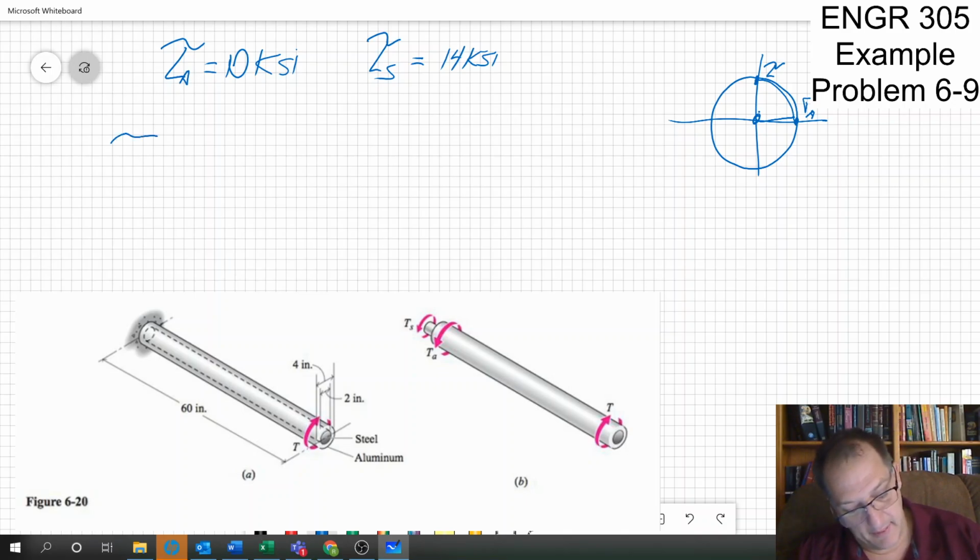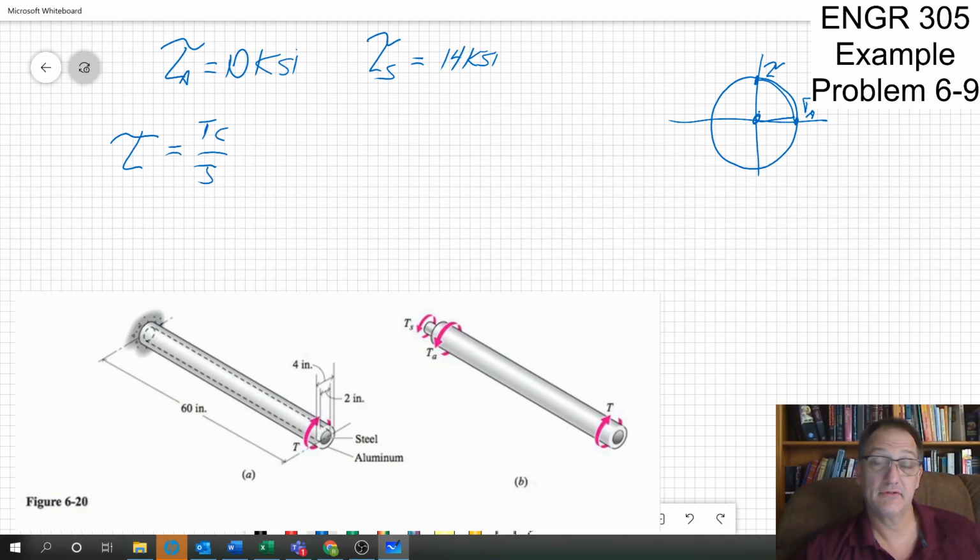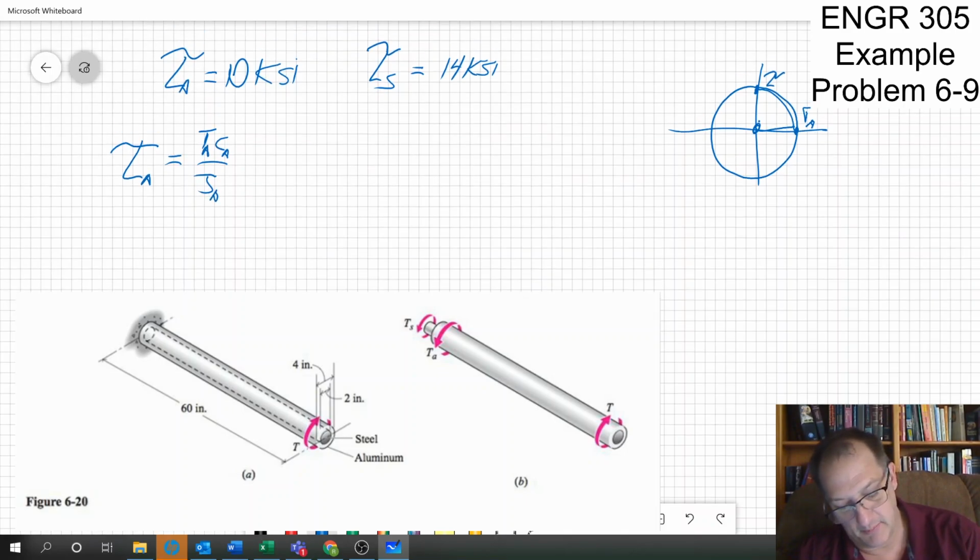Now, that stress in a torsional member is Tc over J, and that is true for the aluminum and it's true for the steel. I don't know what the load is in the two pieces. If I knew what the torque was, then I'd be all set, but I don't. So this is the torque in the aluminum, shear C A over J. That's the equation for the aluminum, and then I have to have the same equation for the steel.